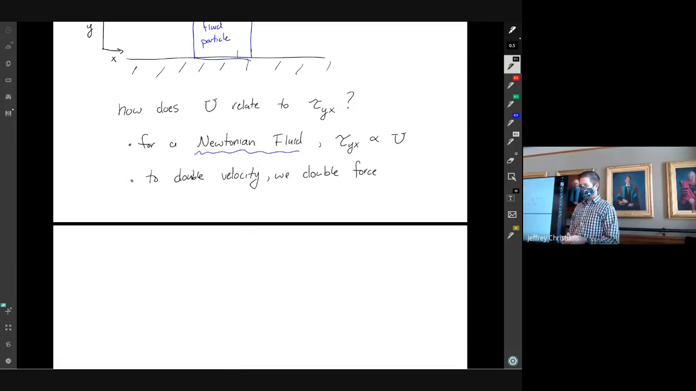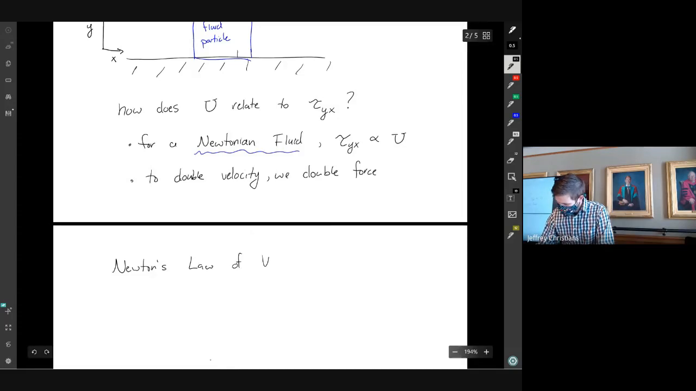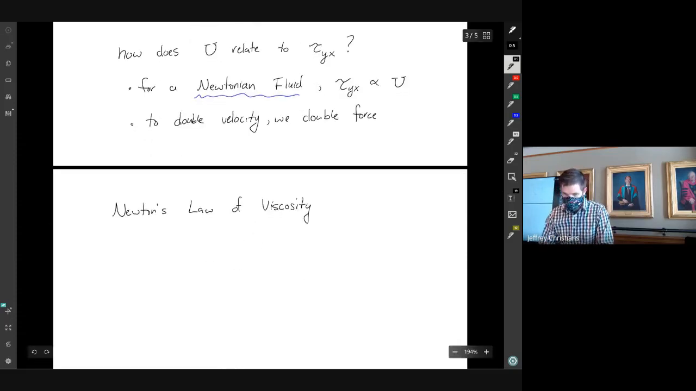So for most fluids, these two things are proportional: the force that you apply, or the stress, and the velocity. But there's a constant that relates the two, right? And that constant is a fluid-specific thing. We call it the viscosity. So Newton's law of viscosity, this is where we get this concept of viscosity.